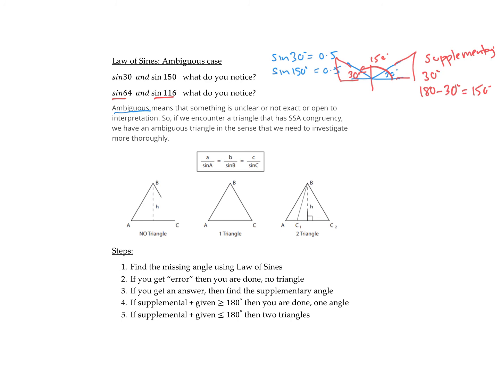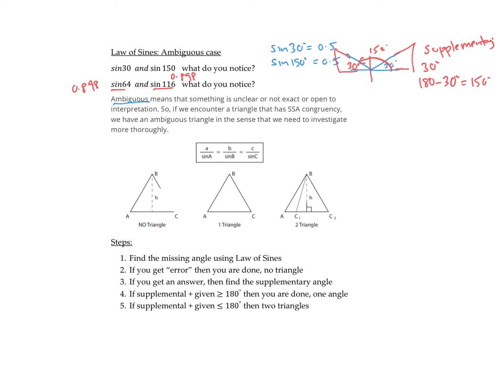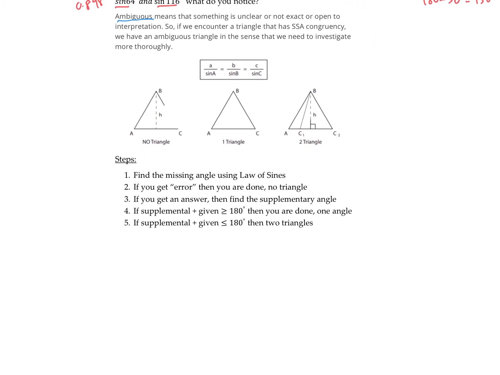The same with sine 64 and sine 116. They are supplementary. So if I typed in sine 64, I get 0.898. And if I typed in sine 116, I also get 0.898. And that's because 64 and 116 are supplementary. 180 minus 64 is 116. So that comes into play with the ambiguous case of the law of sines.